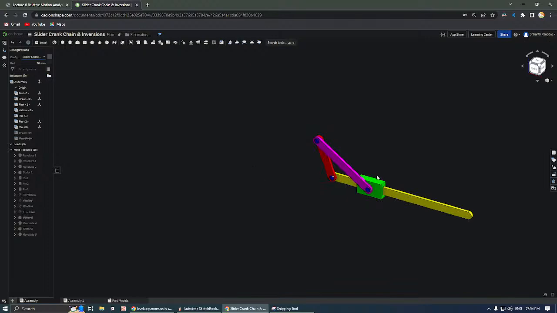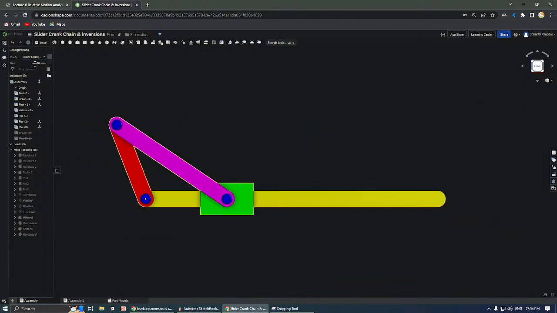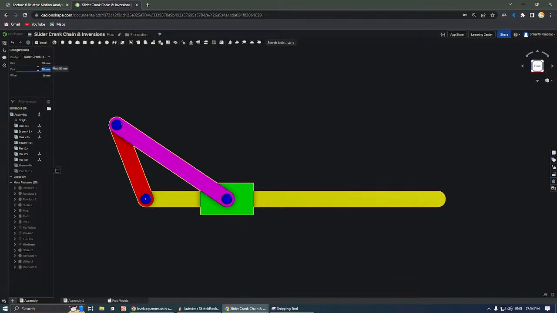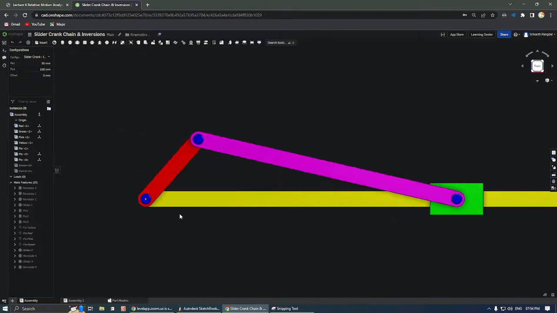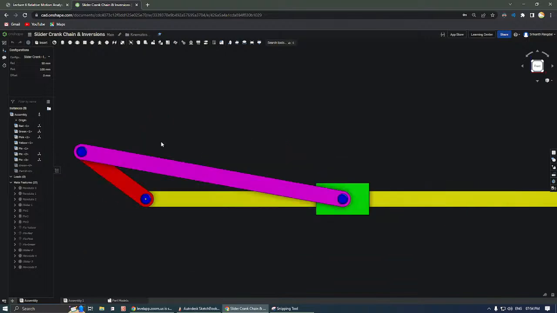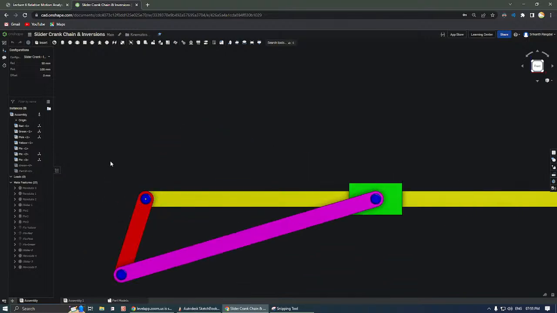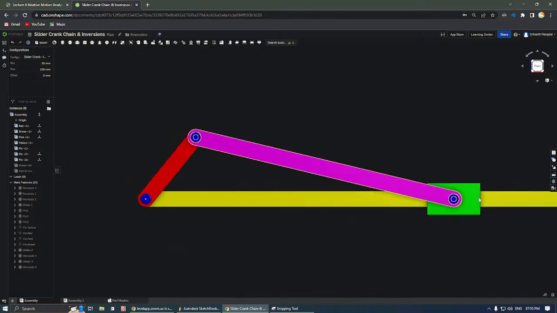Slider crank. Okay, let's do it now. So here the red link is called a crank. It's undergoing pure rotation. Okay, rotation about a fixed axis. And the slider, it's just moving forward and backward, right?